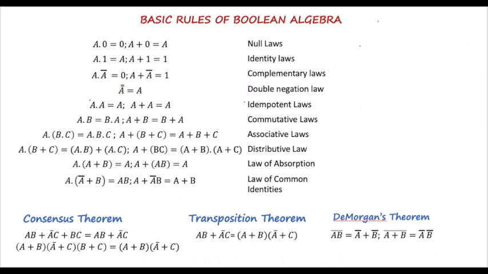Now A dot A equals A and A plus A equals A, these are the idempotent laws. This states that if a variable is ANDed with itself, it gives the variable itself, and if the variable is ORed with itself, it also gives the variable itself. Idempotent means the same value, which is maintained by these relations.